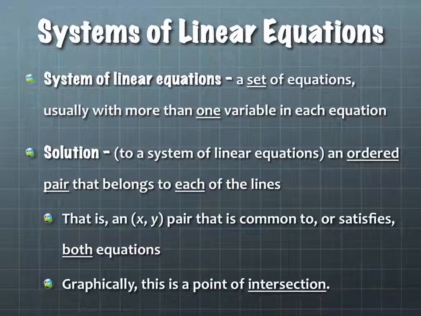A solution to a system of linear equations is an ordered pair that belongs to each one of the lines. So it is a point that lies on both lines. So it has to satisfy both equations. Graphically speaking, the only way that can happen is if the two lines cross one another or intersect. So when we're looking for a solution to a system of equations, we're looking for their intersection.